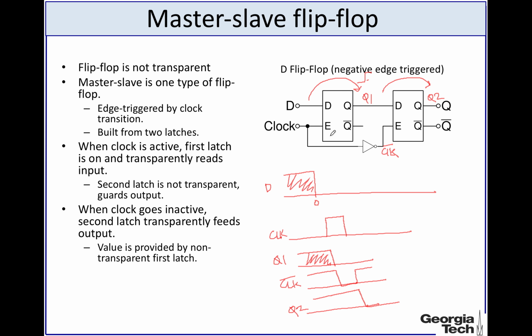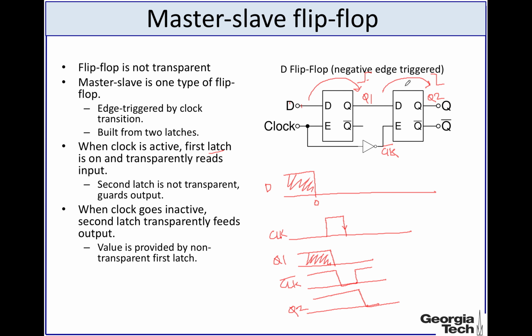So essentially what it will look like is that at the negative edge of the clock, the data goes from this to the final output. All right. So this is a negatively edge triggered D flip-flop. Again, what happens is that when the clock is active, the first latch is on, and as a result the input gets transferred to the output of the first latch. But when the clock is active, the second latch is not transparent, and as a result the input does not end up in the final output. But when the clock goes inactive, the second latch becomes transparent, and as a result the value of Q1 goes into Q2, which is the final output.